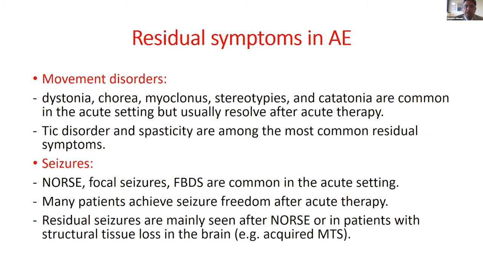Luckily, however, most of these movement disorders respond very well to immunosuppressive therapy in the acute setting while the patient is hospitalized. And by the time they come to the outpatient clinic, there's really no or only minimal movement disorders left. What we've been seeing is mainly tic disorder. We see a lot of residual motor and vocal tics after autoimmune encephalitis attacks, especially PANDAS and PANS.